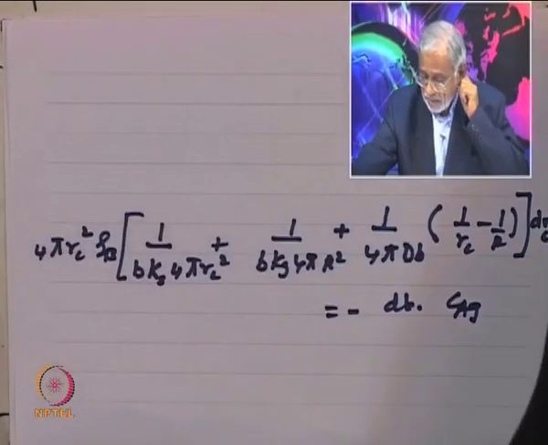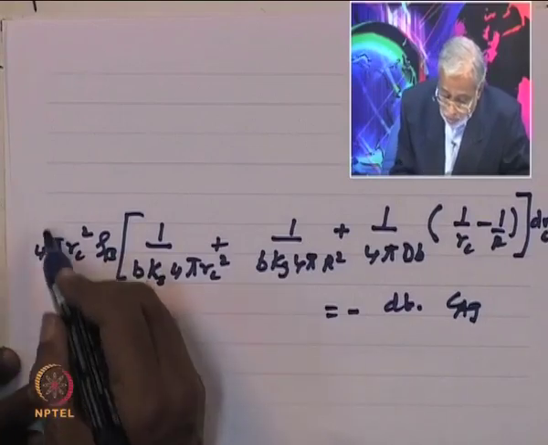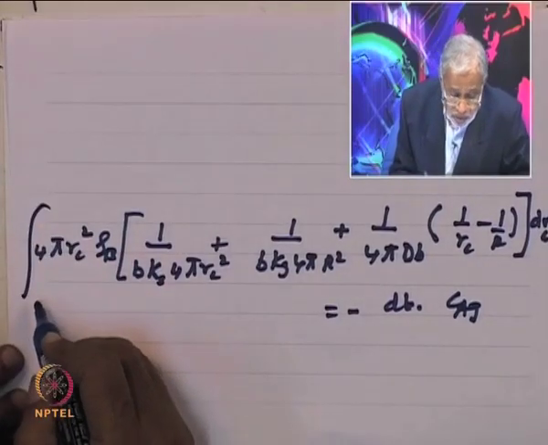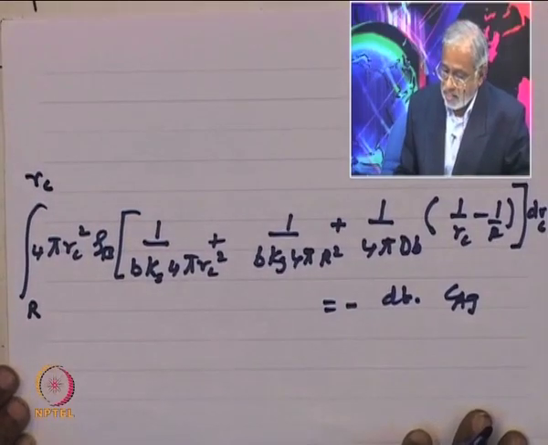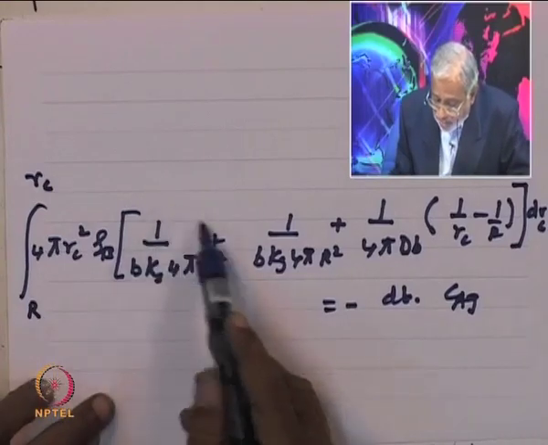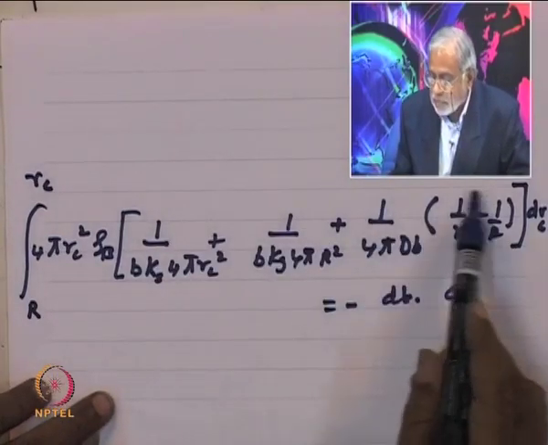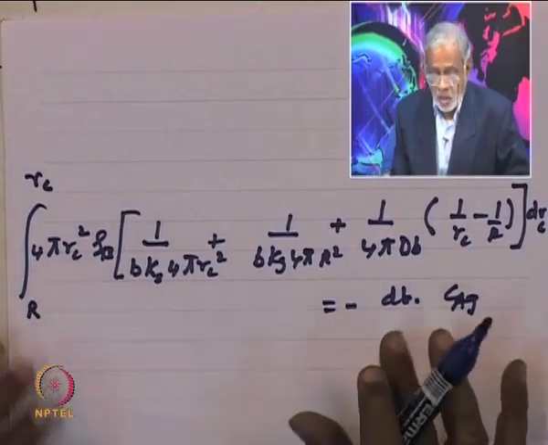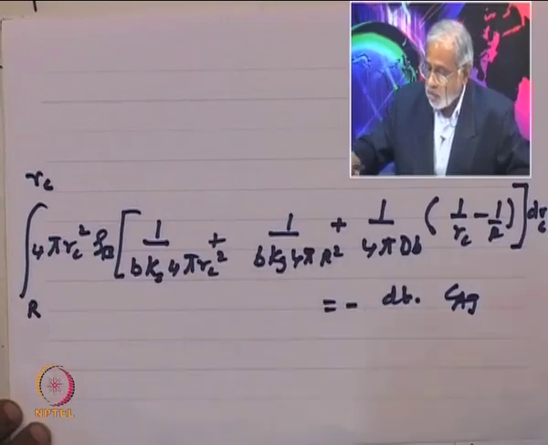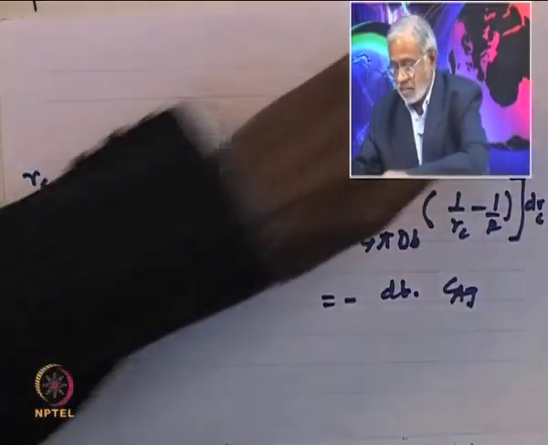Now we can integrate, and our integration goes from capital R to R_C. Is this clear what we are saying? Or in other words, you can notice here that each of these terms is exactly the term that we went through when we did the whole analysis independently. Now they all occur together. Now we can integrate and then get the answers.